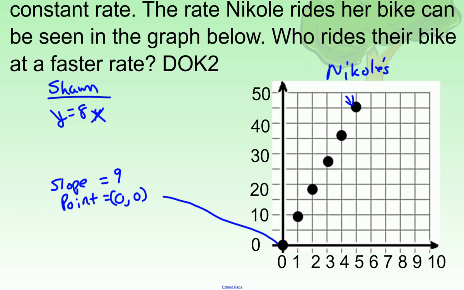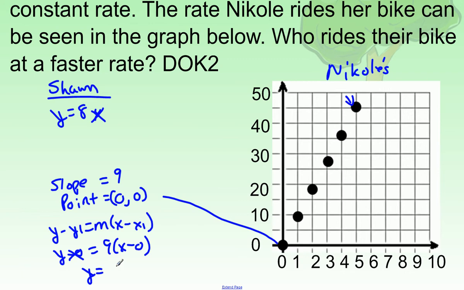So now we can write the equation. y minus y1 equals m times x minus x1. y minus 0 equals 9 times x minus 0. This cancels out. This cancels out. So Nicole's equation, this is Nicole, Nicole's equation is y equals 9x. Sean's equation is y equals 8x.